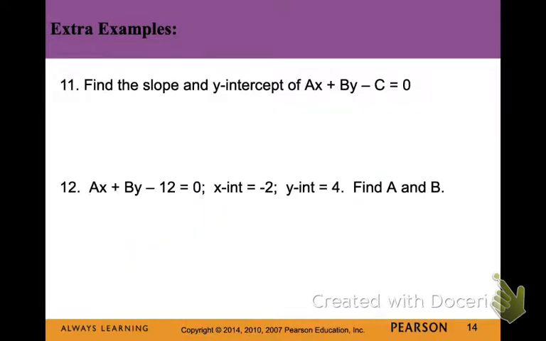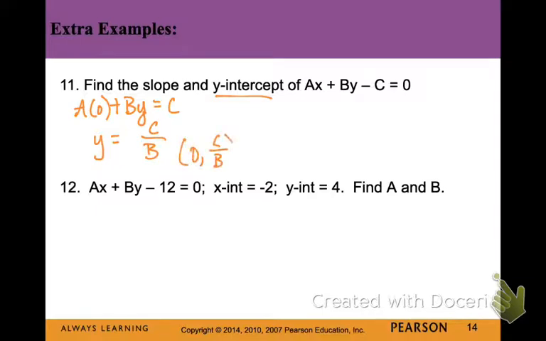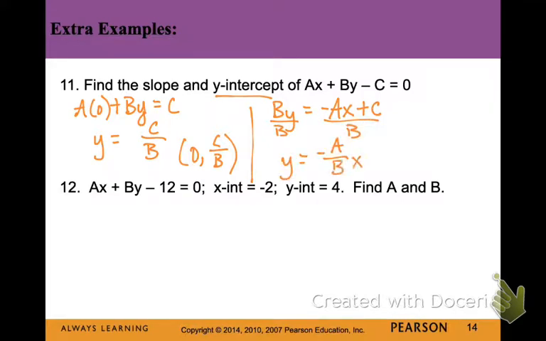In example 11, let's find the slope and the y-intercept in general form. So to do that, I'm going to find the y-intercept first. I'm going to plug in 0 for x, and then I'm going to solve for y. So that means that my y-intercept is c over b. So I have the point (0, c/b). And then to find the slope, I am simply going to solve the general form for y. So I subtract over my ax and then divide by b. I know that the term in front of x, the coefficient of x, is my slope. So my slope would be the negative a value over b.